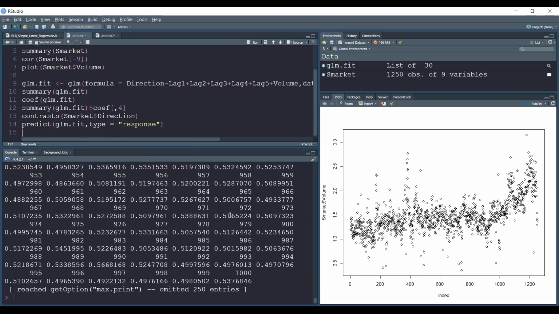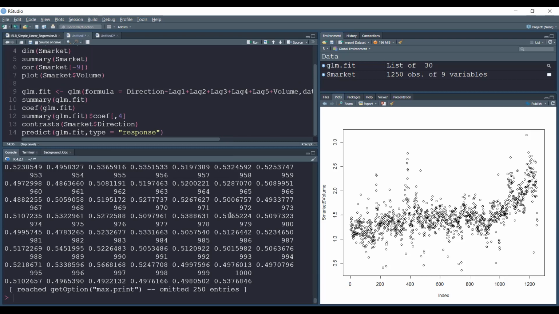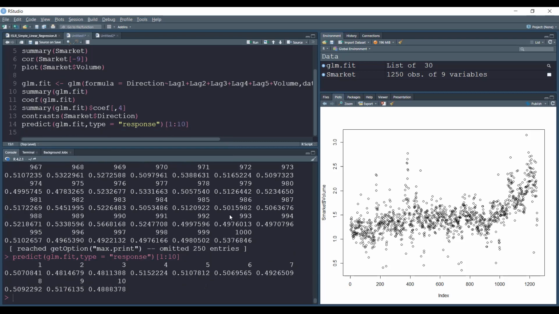Yeah, these are all the different probabilities. We'll do GLM, let's see the first 10. Yeah, these are your first 10 probabilities.